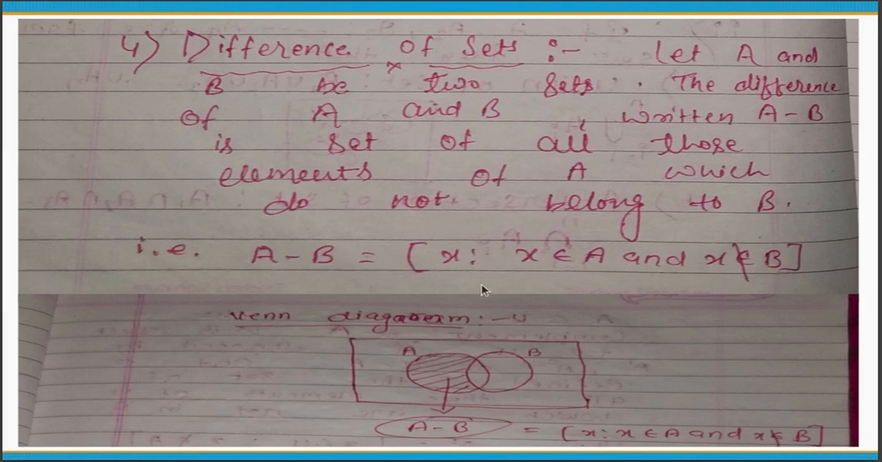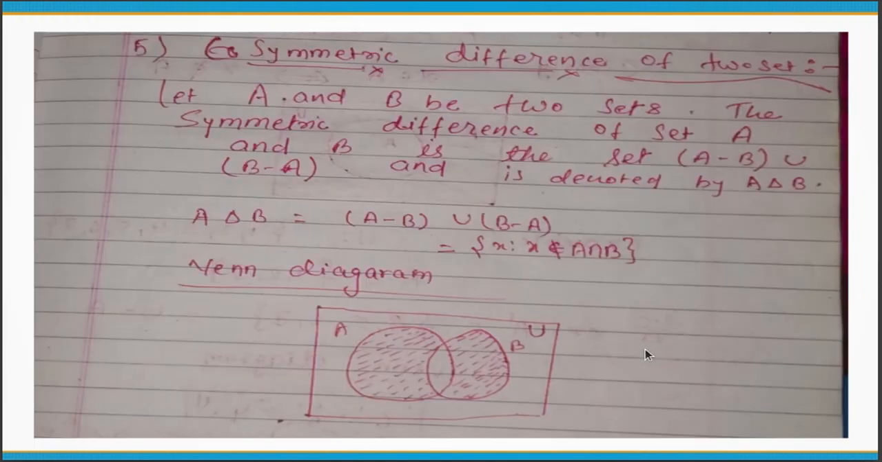That is, A minus B is the set of X such that X belongs to A and X does not belong to B. You can understand this by the Venn diagram. The shaded region is the elements of set A which do not belong to B.